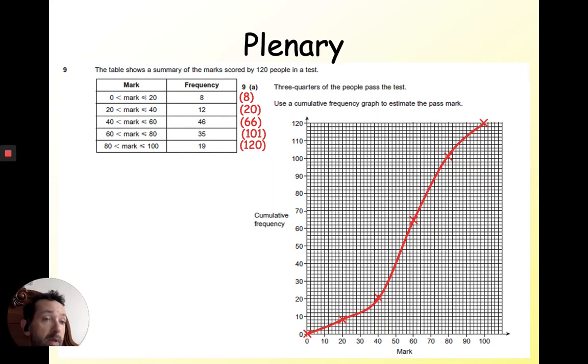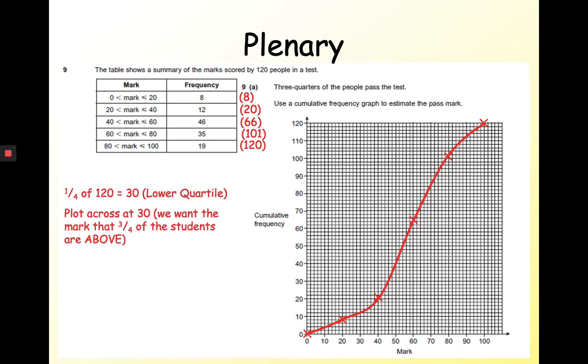Edexcel, they do this every single time when they're organizing grade boundaries. It's very interesting. So how do we do 75%? So 3/4 of people pass the test. Well, 3/4 of 120 might be 90. So 3/4 of the people pass the test. It means 1/4 of the people fail.